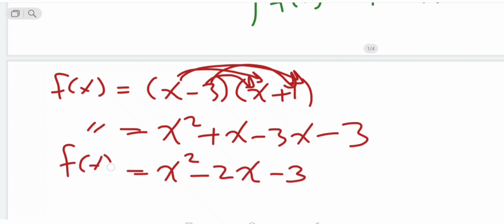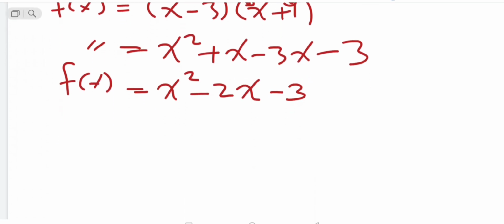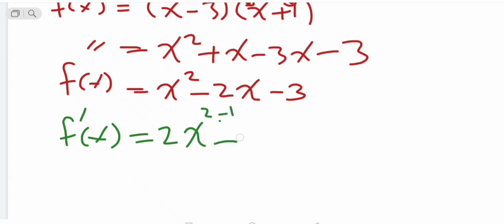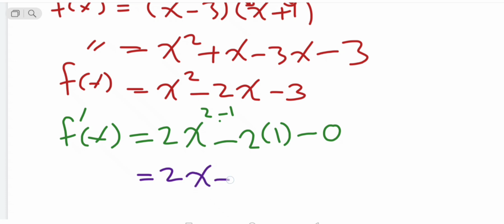So f of x equal x square minus 2x minus 3. Now we can find the derivative, which is f dash of x. What is the derivative of x square? 2 will multiply with the coefficient. The coefficient is 1, so 2 multiply 1 is 2. Subtract 1 from the power, so 2 minus 1. Then minus 2, the derivative of x is 1, minus 3, and 3 is a constant, whose derivative is always equal to 0. So 2x power 2 minus 1 is 1, power 1 we don't write, so it is 2x minus 2. This is our answer.